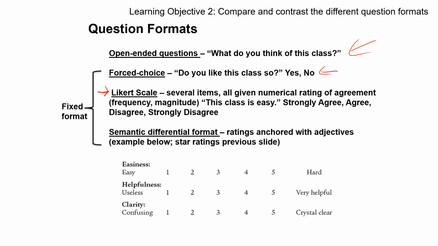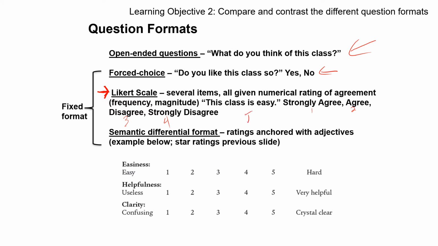Then most of the questions you're going to be doing are going to be Likert scale. So this is where you'll have a number of different choices that form a range. It could be a frequency, a magnitude, something like that, but you've got a number of different choices that form a range of responses. So a question example would be, this class is easy. Do you strongly agree, agree, disagree, strongly disagree? So in this case, there's only 1, 2, 3, 4 responses.